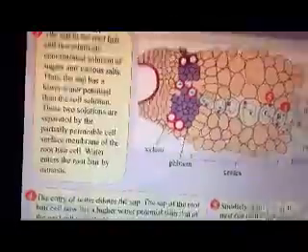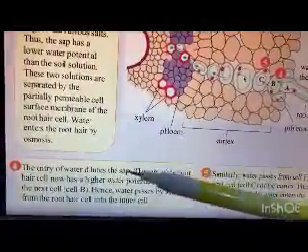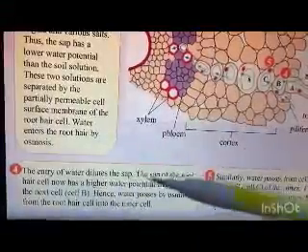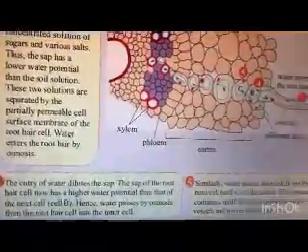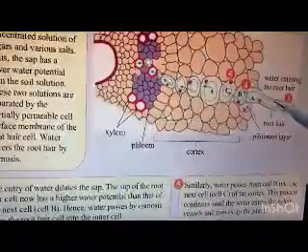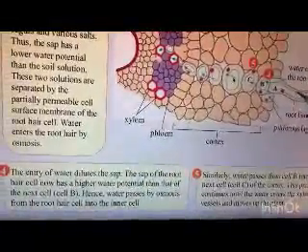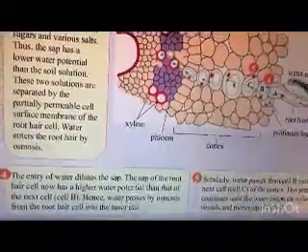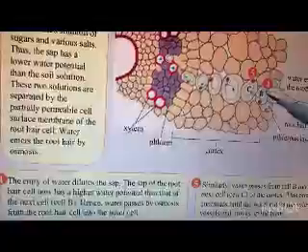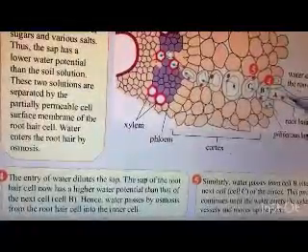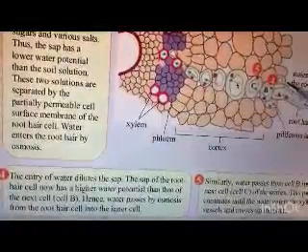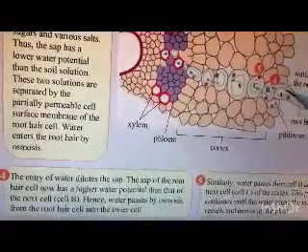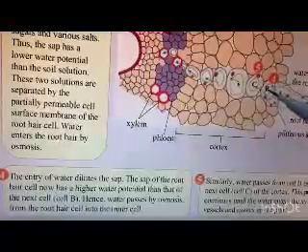And in the fourth step, the entry of water dilutes the sap. Once the water enters, it will dilute the sap. The sap of the root hair cell now has a higher water potential than that of the next cell, that is cell B. This one will have a higher water potential, more water in it, than that of the next cell, which is cell B.